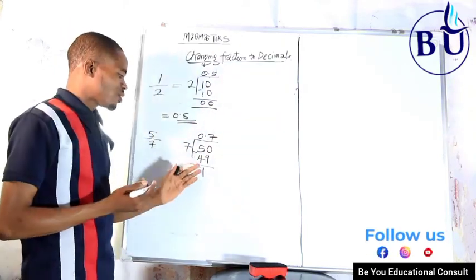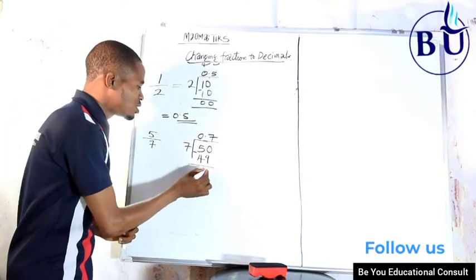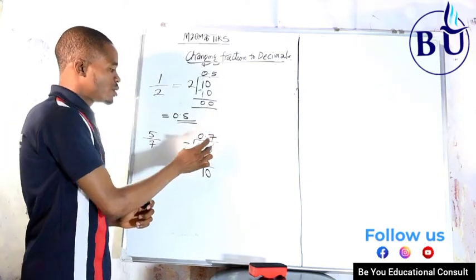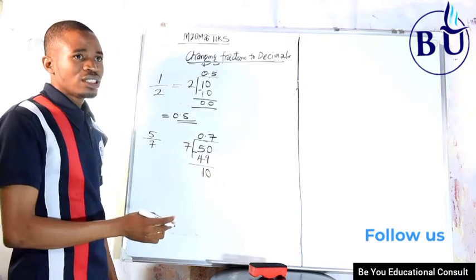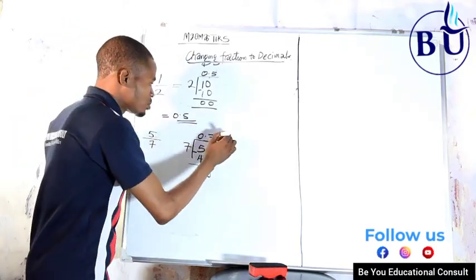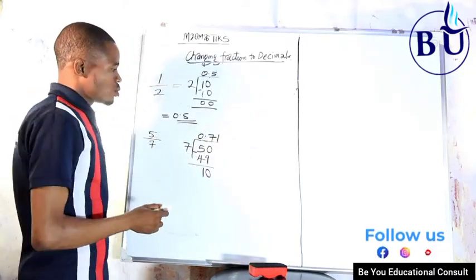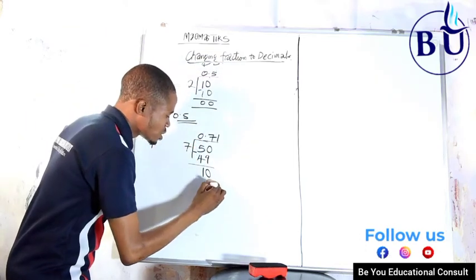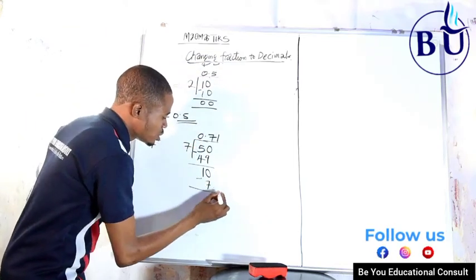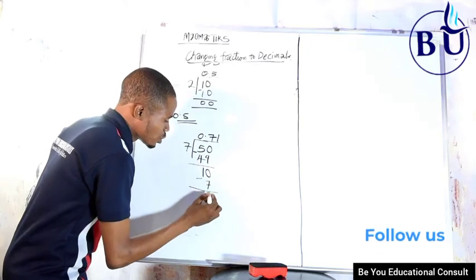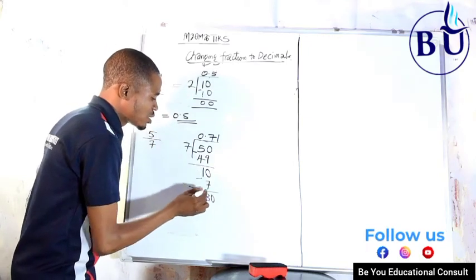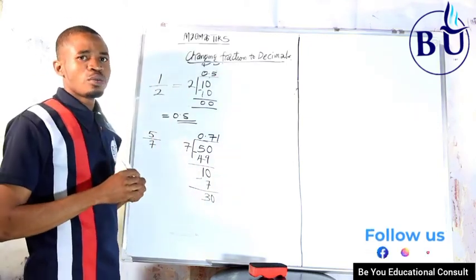We still have other things to divide. 1 divided by 7, it cannot. Add 0. Don't put another point. So leave it that way. 10 divided by 7 will give us 1. So 1 times 7 will give you 7. Minus. 10 minus 7 will give us 3. 3 divided by 7 cannot. Add another 0. Hope you're getting what I'm trying to say.